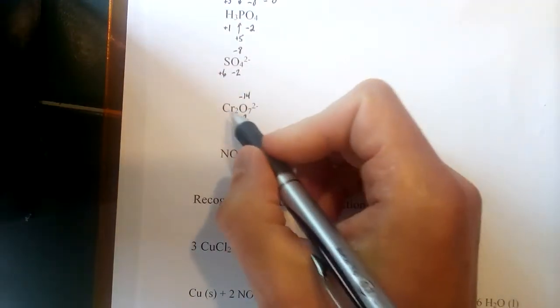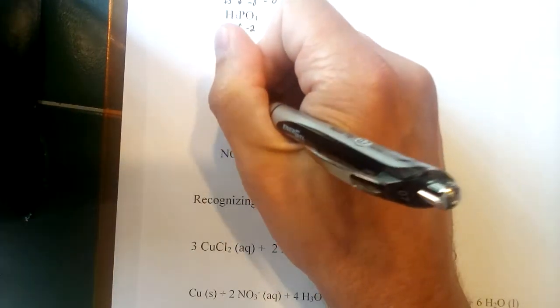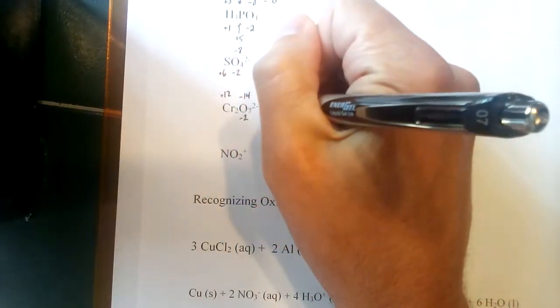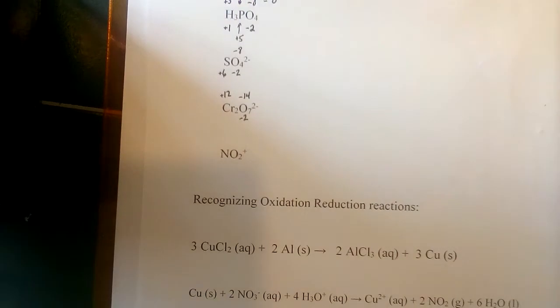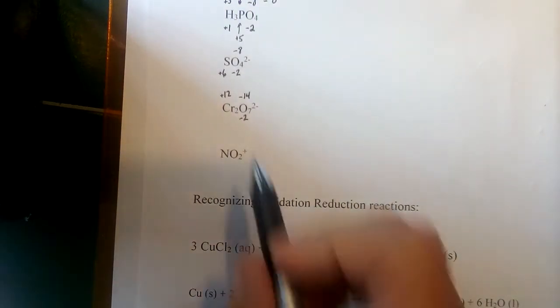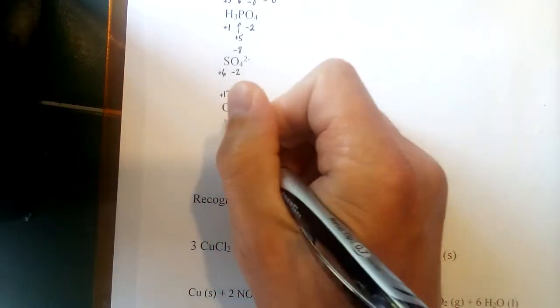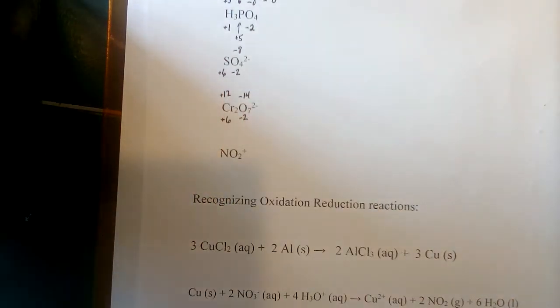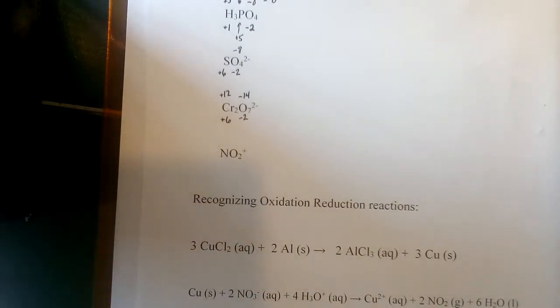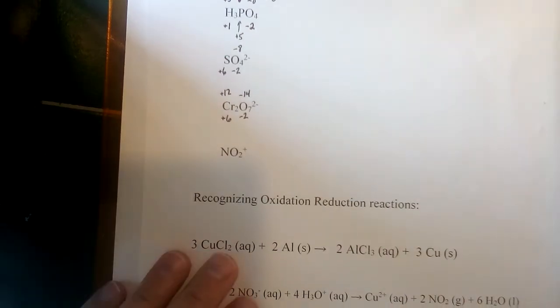Now what that means is from the 2 chromiums we need a total of +12, because +12 minus 14 would be -2, which is the charge there on this ion. Now, if that +12 is spread over 2 chromiums, though, that means each chromium has a charge of +6. So the chromiums in dichromate have an oxidation number of +6.